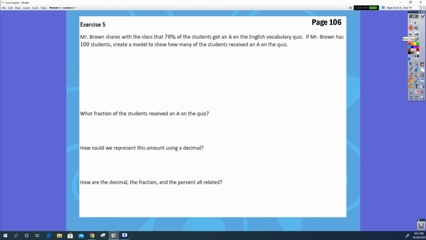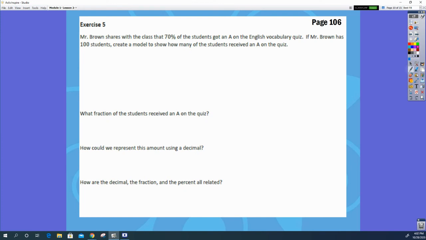Exercise 5, page 106. Mr. Brown shares with the class that 70% of the students got an A on the English vocabulary quiz. If Mr. Brown has 100 students, create a model to show how many of the students received an A.